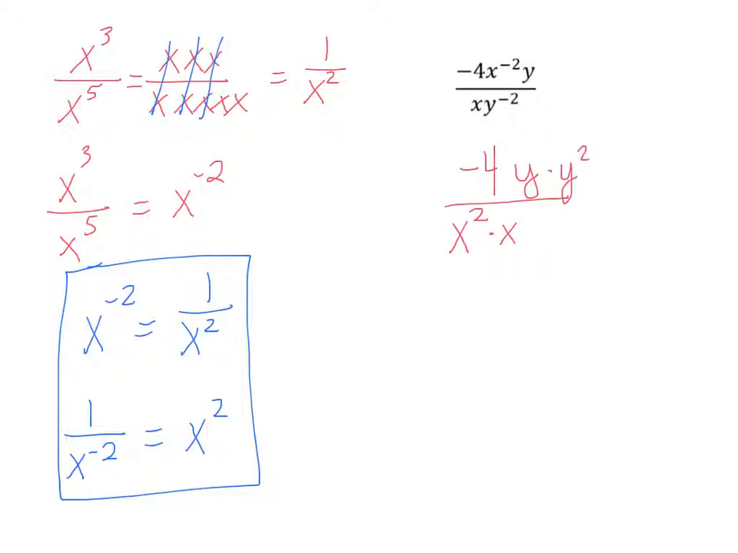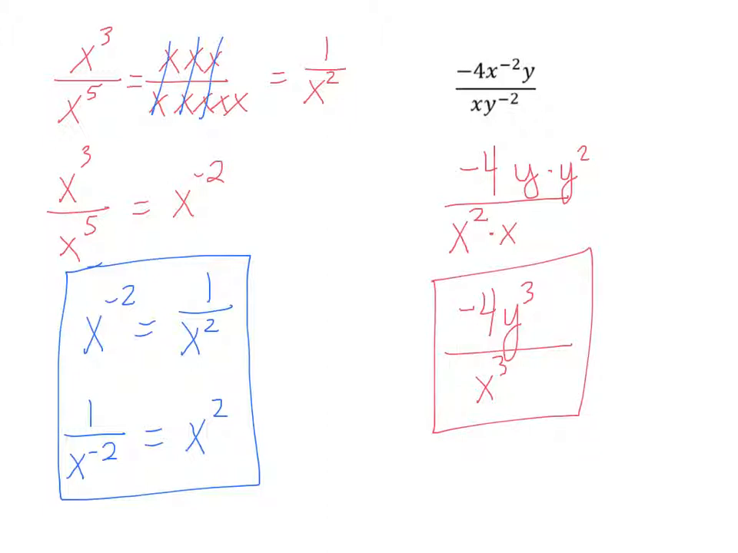Okay, now let's combine those things because you have a negative 4. I've got a y times a y squared, that's just a y cubed. And on the bottom I have an x squared times an x, that's an x cubed. And so that's what we've got, simplified.